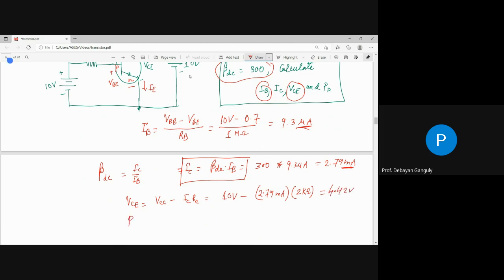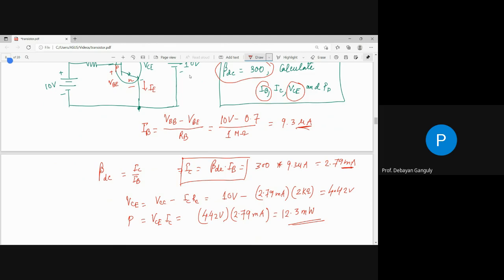And you know the power dissipation. Power dissipation is VCE into IC. VCE is 4.42 volt, and what is IC? That is 2.79 milliampere, and if you multiply, that will give you 12.3 milliwatt. So this is the type of problem. We will gradually move on to more difficult problems for you, but this is one of the simplest problems you can think of.